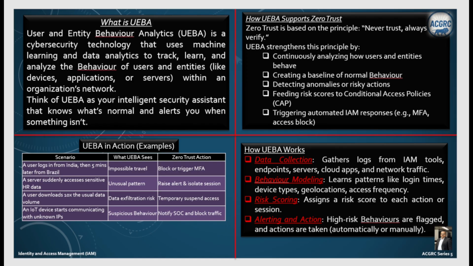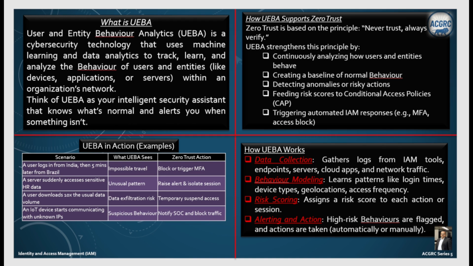So, how does UEBA support zero trust? Well, zero trust is based on the principle never trust, always verify. UEBA strengthens this principle by continuously analyzing how users and entities behave, creating a baseline of normal behavior, detecting anomalies or risky actions, feeding risk scores to conditional access policies, and triggering automated IAM responses.